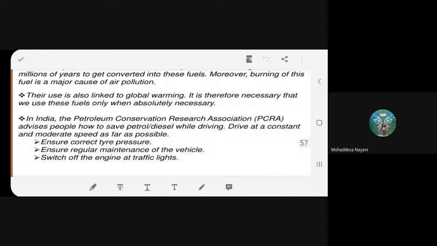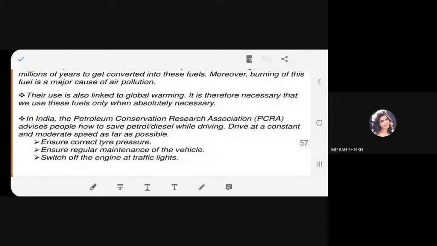Whenever you are going for a long drive, see that your tire has the correct pressure. Because if the tire has low pressure, your energy will be consumed more. Do you agree? Because your vehicle will be dragging, isn't it? So you need more energy to pull your vehicle. Right, beta?